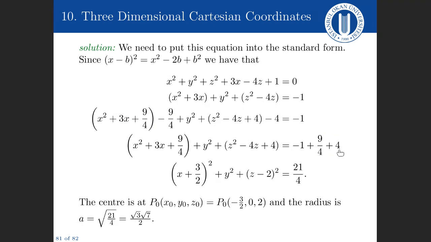And because we've added on and subtracted 9 over 4, this first bracket you'll notice is exactly the same as (x plus 3 over 2) squared. And because we've added on and subtracted 4, you'll notice that the final bracket is exactly the same as (z minus 2) squared.